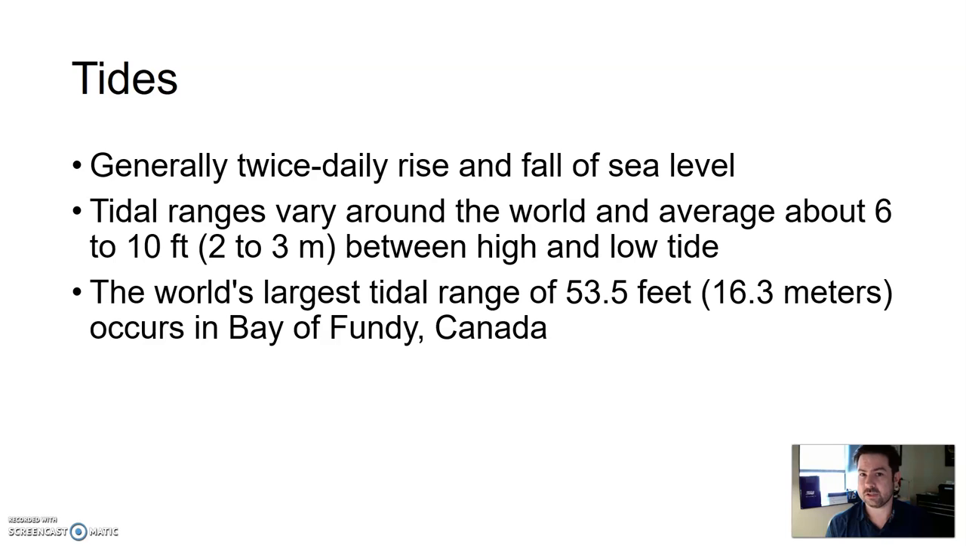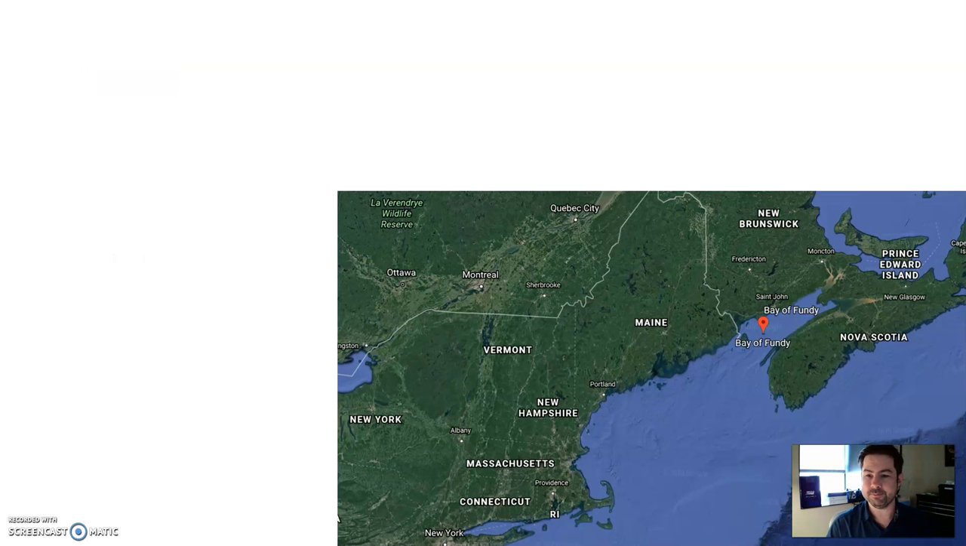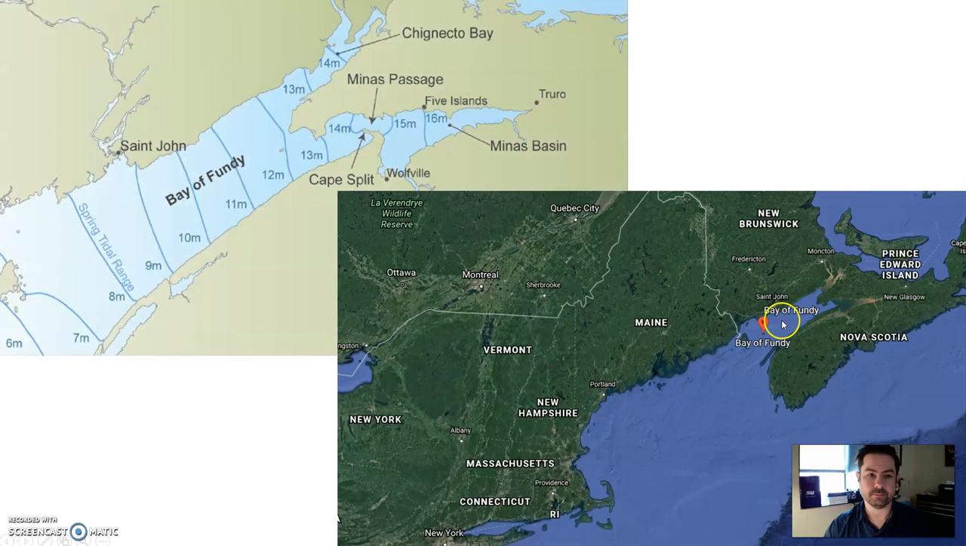The world's largest tidal range, again, it's on average about 6 to 10 feet, but the largest one is 53.5 feet, and it occurs in the Bay of Fundy, Canada. They put in the fun in Fundy over there with that great range. So here is the Bay of Fundy up in between New Brunswick and Nova Scotia, Canada. So up here by Vermont, New Hampshire, Maine. So this is the Bay of Fundy up through here.